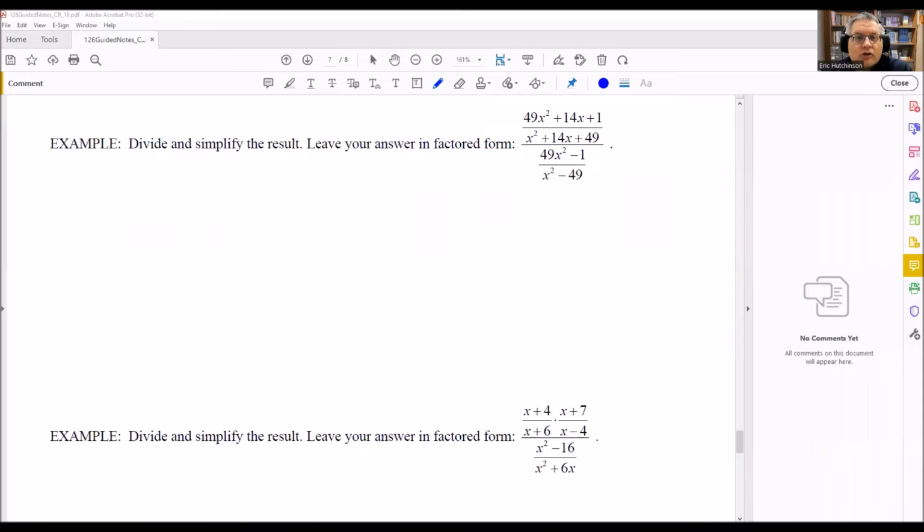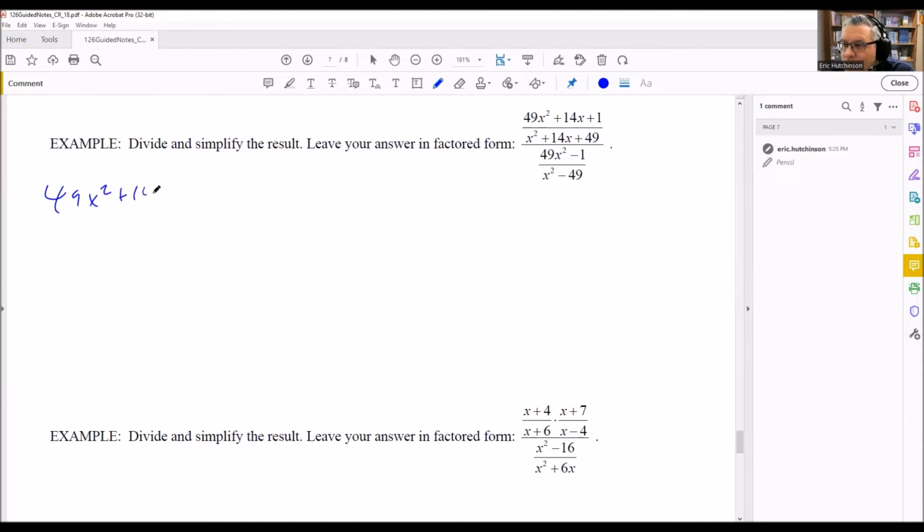First thing we want to do with this problem is turn it into multiplication. So we're going to take the top fraction, multiply it by the reciprocal of the bottom fraction. So we begin by writing this out here, 49x squared plus 14x plus 1. We have the bottom. And we're not going to factor these just yet. We will on the next step once we flip this over.